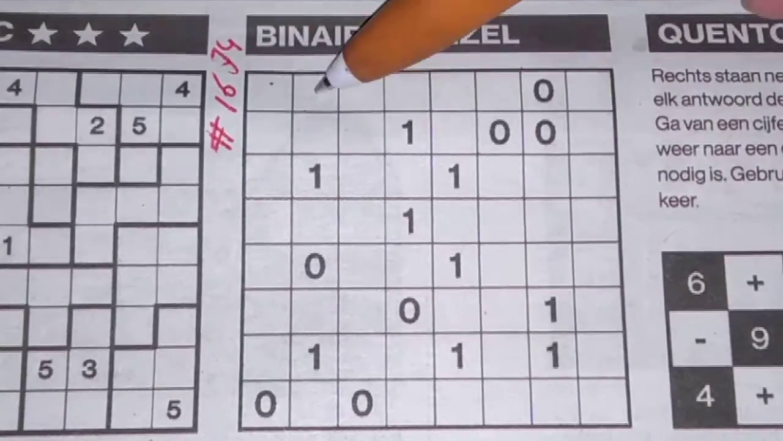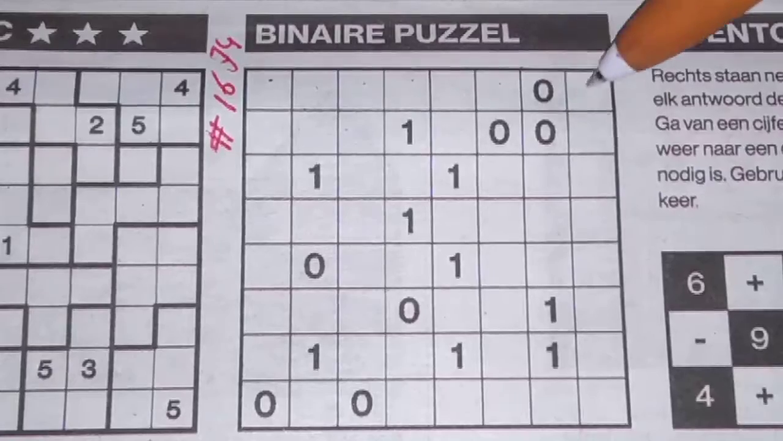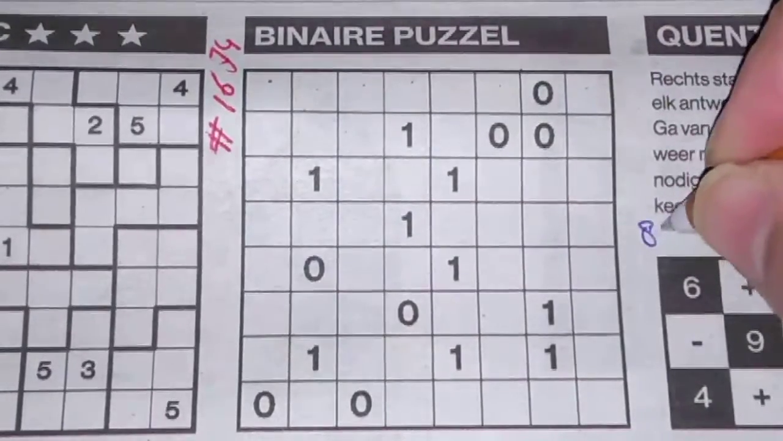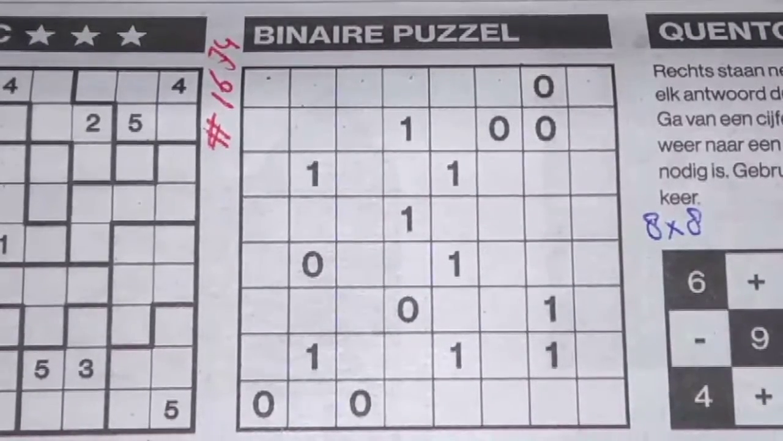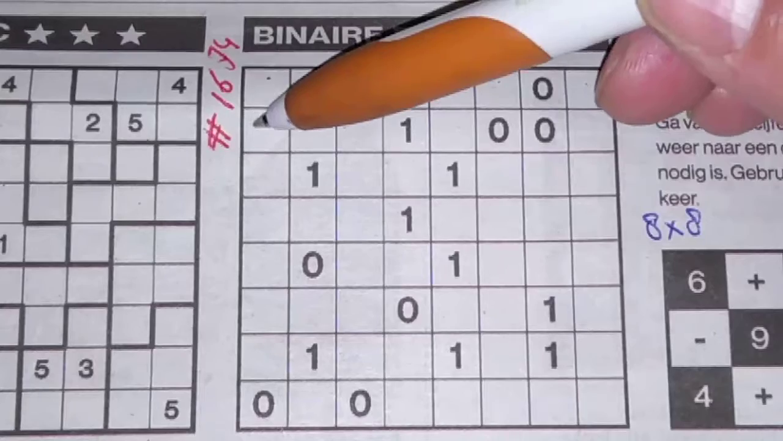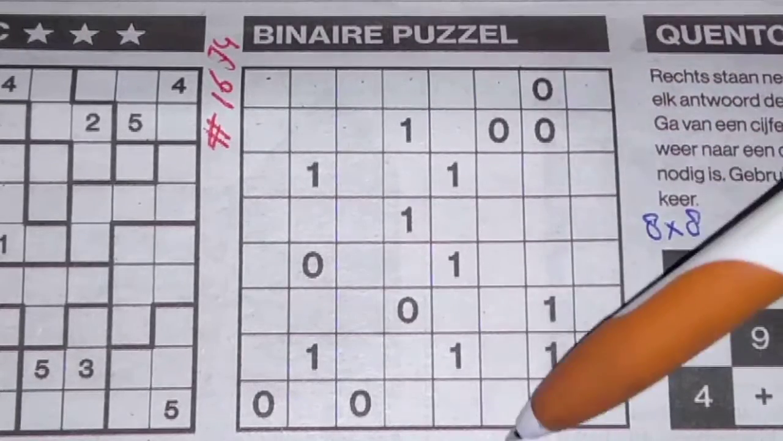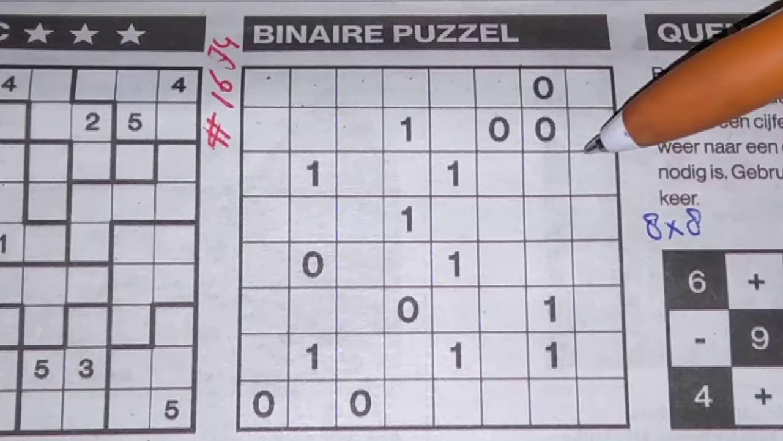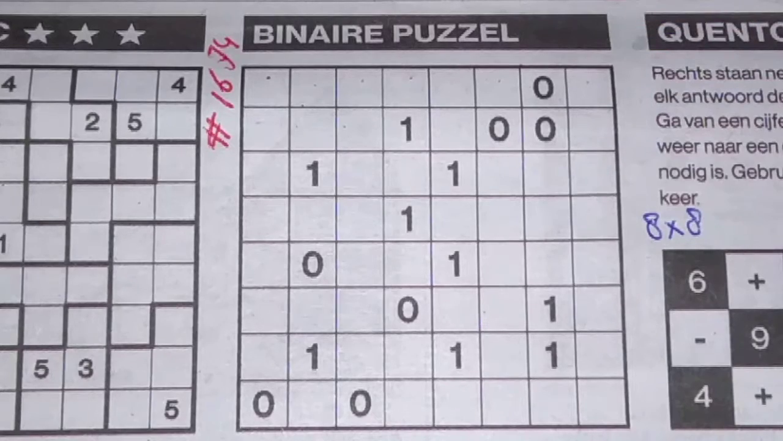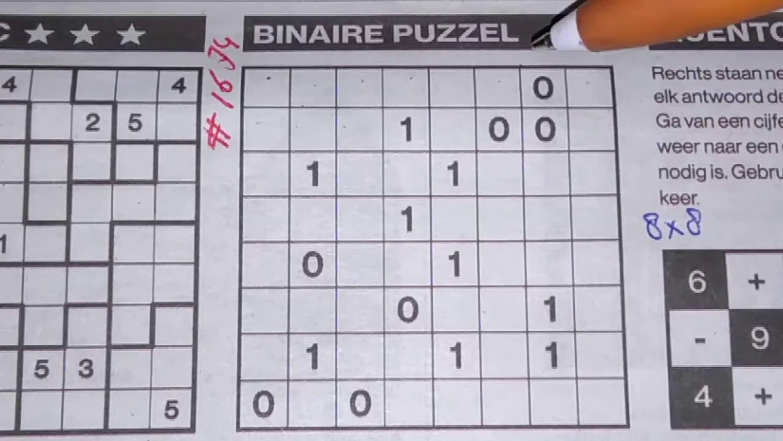Let me count. 1, 2, 3, 4, 5, 6, 7, 8. It's an 8 by 8 binary puzzle. That means in a row or in a column there are always 4 0's and 4 1's. Alright, so let's get started.